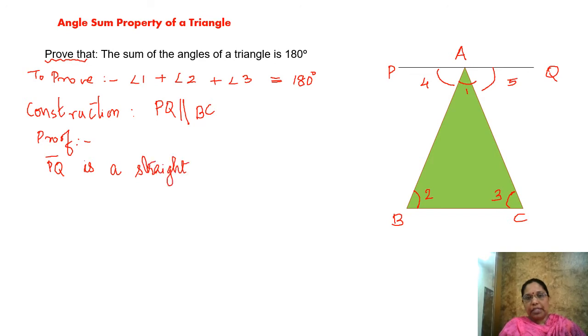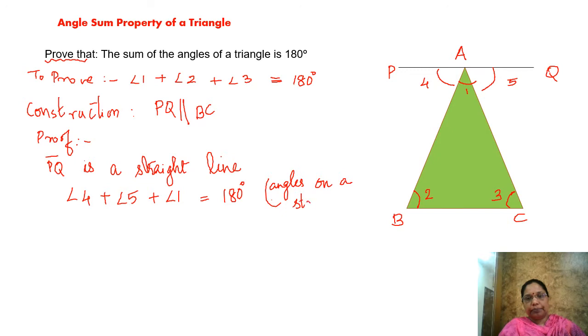So when PQ is a straight line, then what can we write? Angle 4 plus angle 5 plus angle 1 will be equal to how much? 180 degree. Why? Because they are angles on a straight line. Okay. Now what are you going to show? PQ is parallel to BC.